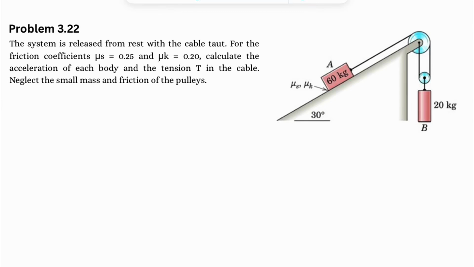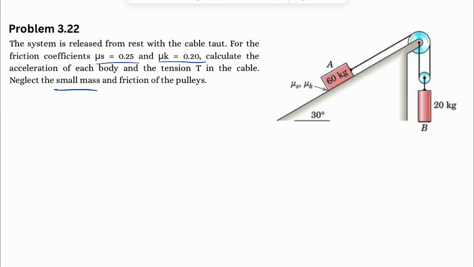Alright guys, we're going to be solving another dynamics question from the Meriam textbook, and we have the system that is released from rest with the cable taut. For the friction coefficient of 0.25 for the static friction, and for the kinetic coefficient we have 0.2. Obviously kinetic is always less than static. We need to calculate the acceleration of each body and the tension T in the cable.